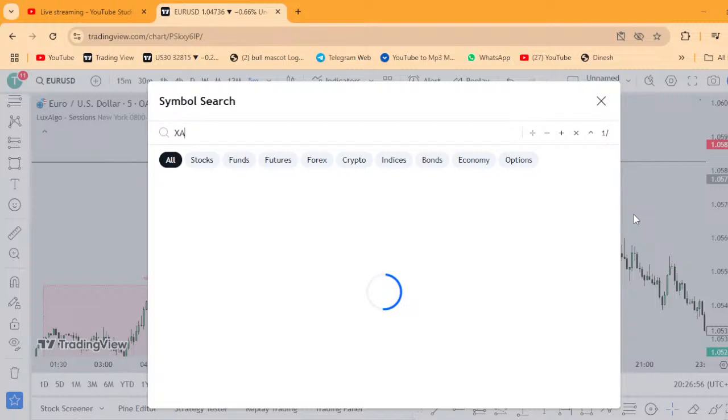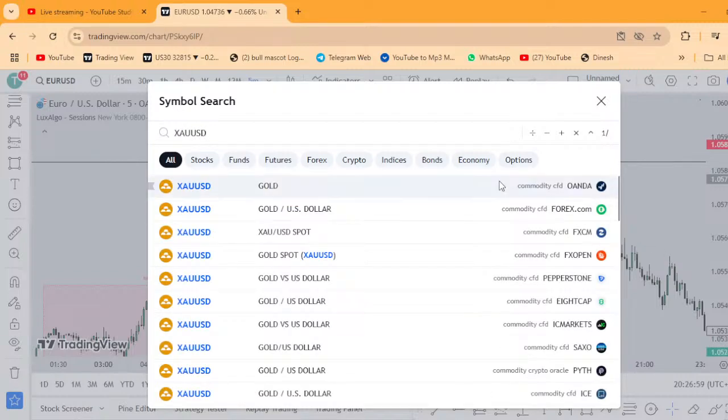So let's look at gold, an example of how we should also use liquidity.